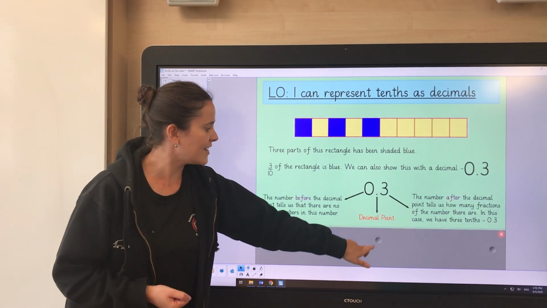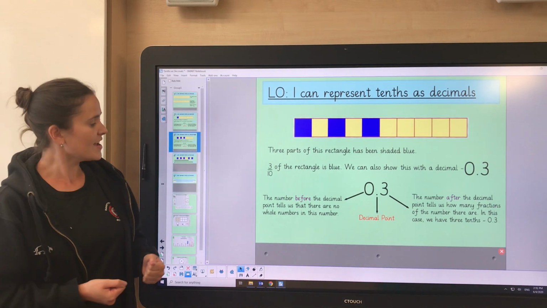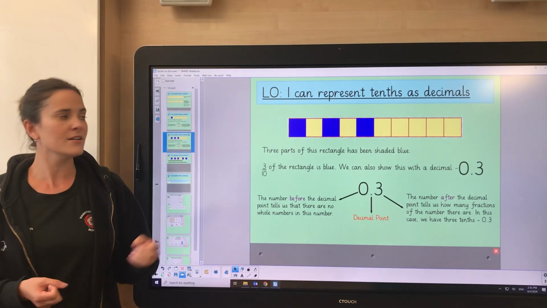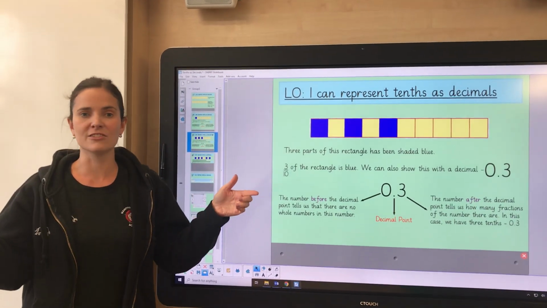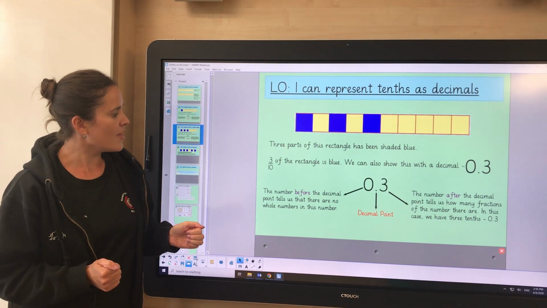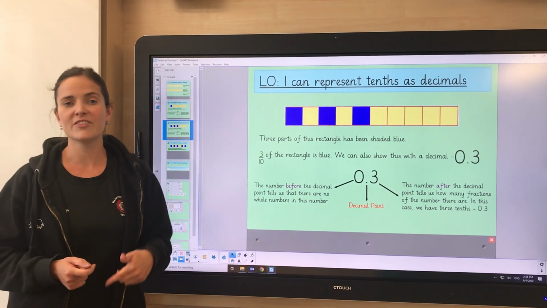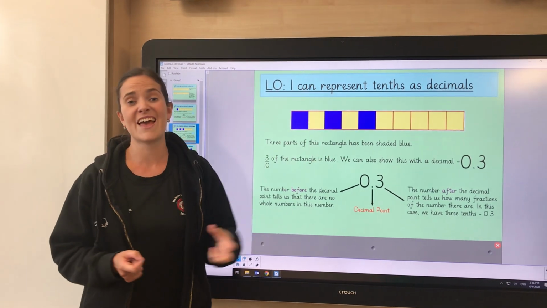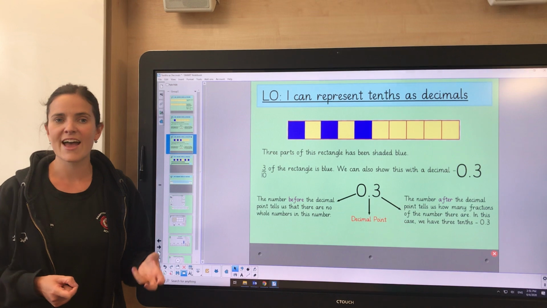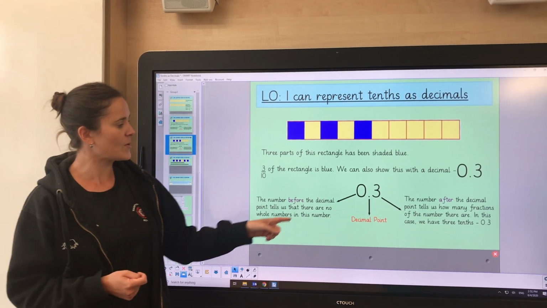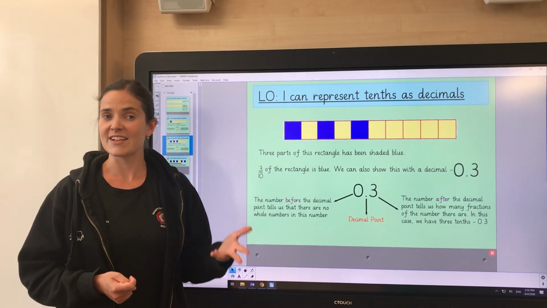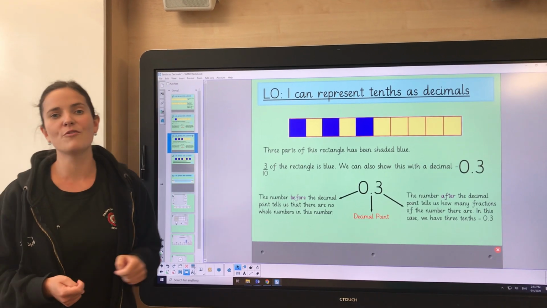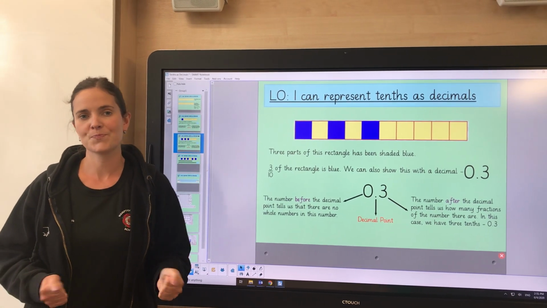And again, the reason why we do that is we still have our 0 at the front of the decimal number because the whole rectangle has not been shaded blue. We have a 3 after the decimal point because in this example, 3 of the 10 parts, 3/10, have been shaded in blue. So that's why we have 3 after the decimal point in this number. So 0.3 of that rectangle has been shaded in blue.